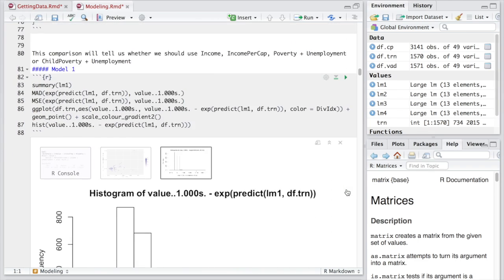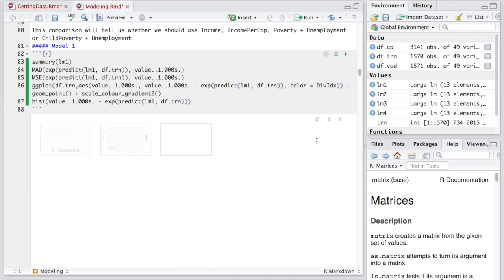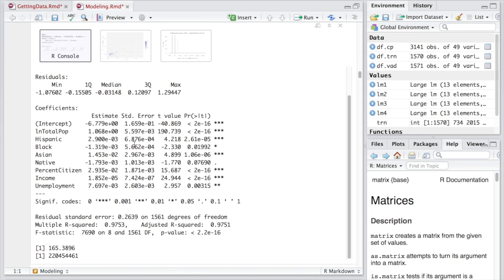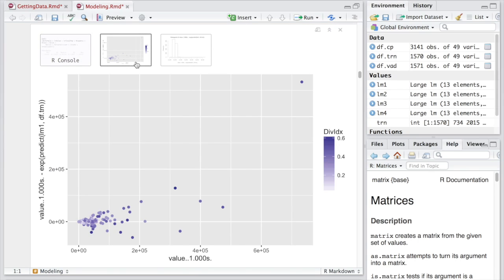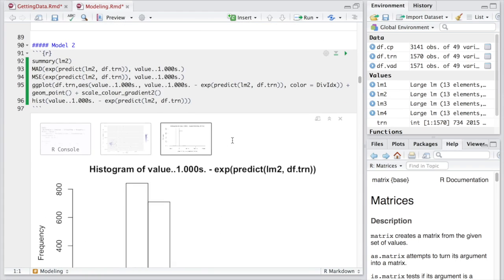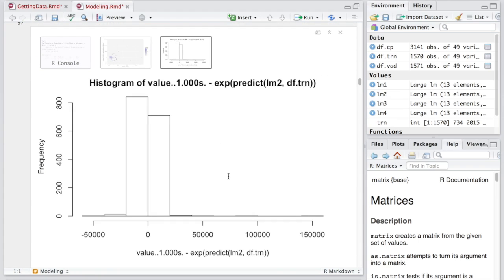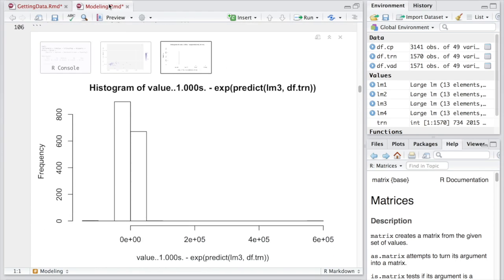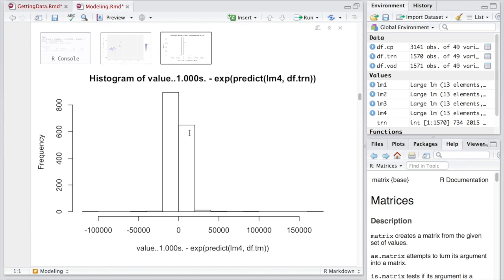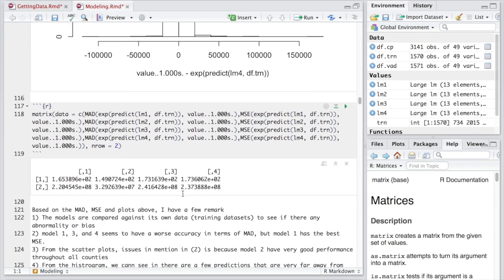And I'll use a backward elimination process to eliminate all the unnecessary parameters. I'll compare the summary of the linear regression model, the MAE, the MSE, a scatter plot of how accurate the prediction is against its property values, as well as a histogram of the accuracy of the prediction. From all this information, I can conclude the second model, the one that uses income per capita, has the best performance. However, I also noticed that the higher the property value, the less accurate the prediction.